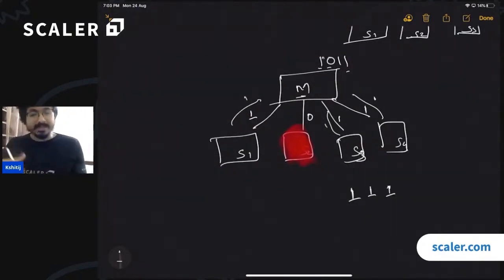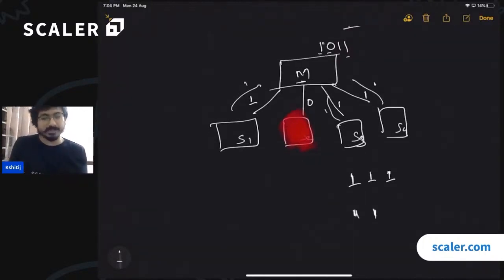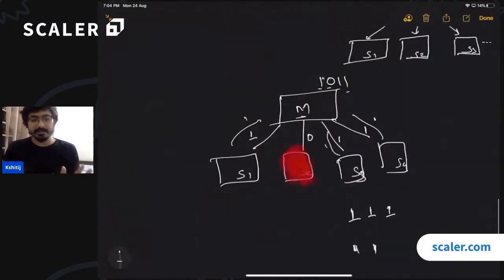If S2 and S3 are also faulty, in that case you will only be returning 1 and 1. If S3 and S4 are good, but S1 and S2 are faulty, in that case also you will be getting 1 and 1. So any server which is faulty is not going to return anything. Is the problem clear to everyone? Or is the scenario clear to everyone?